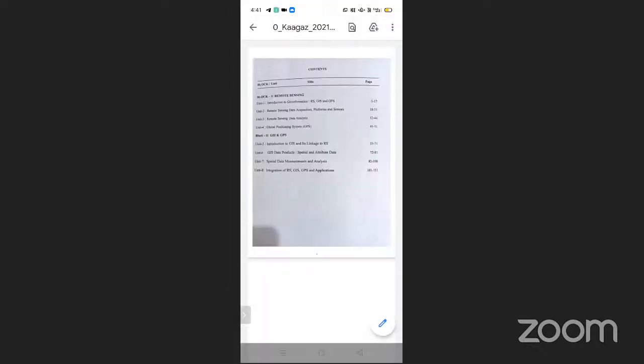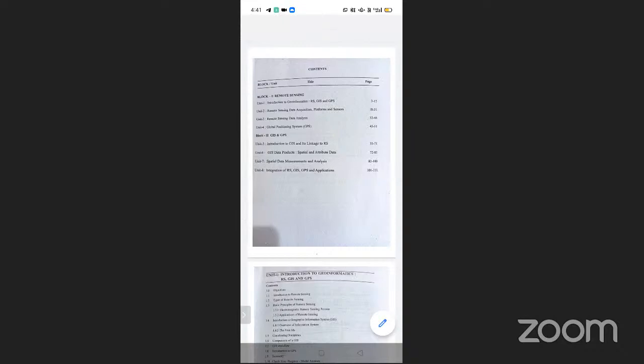Today we are going to discuss skill enhancement course one. It also belongs to the second year, fourth semester. In skill enhancement course we have two courses. One is remote sensing, GIS, and GPS, and the second one is geochemistry. We'll have a little discussion about the remote sensing outline.